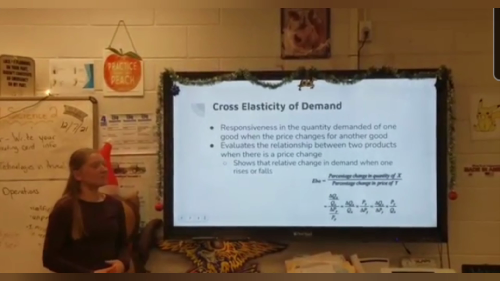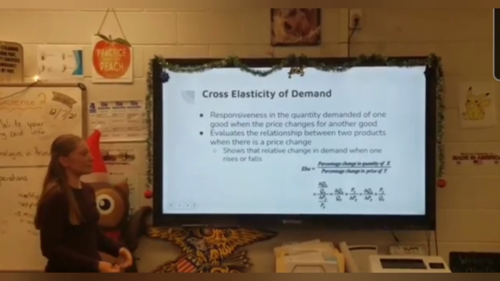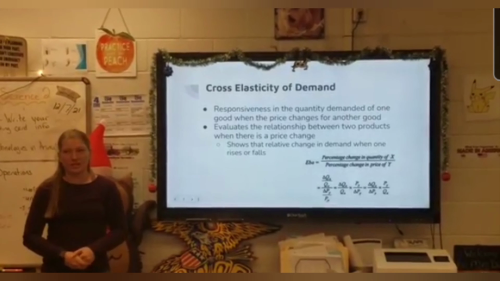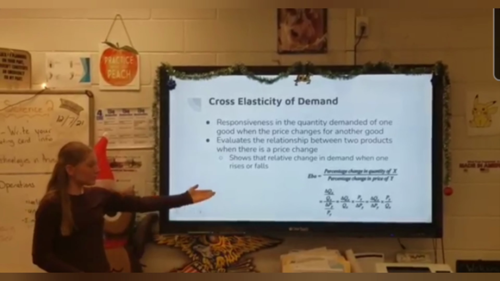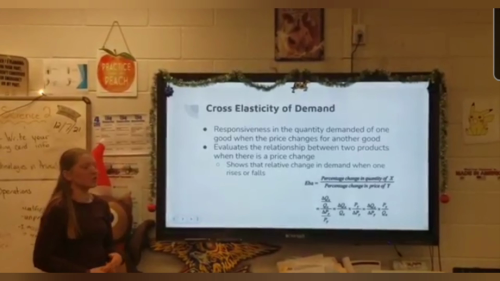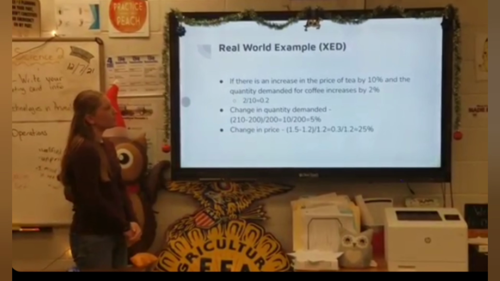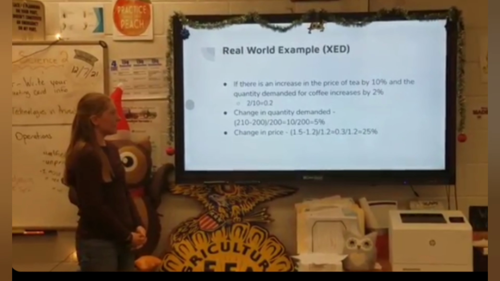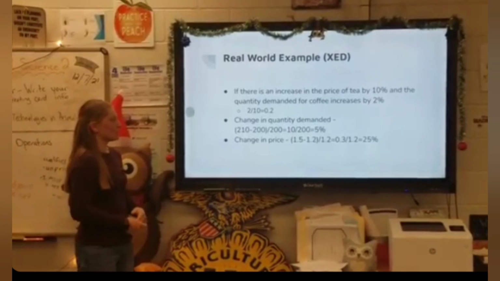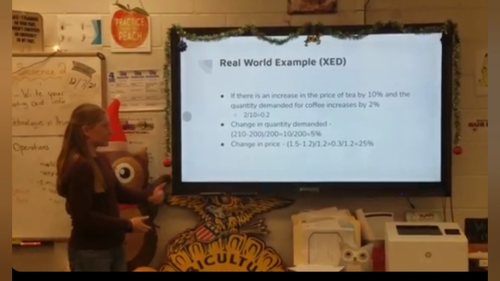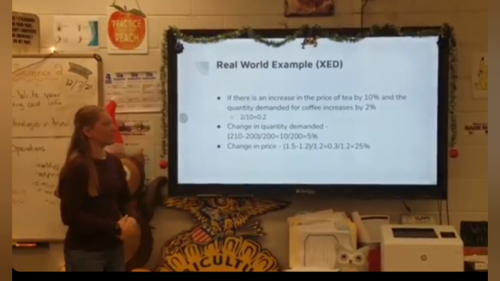So this is the responsiveness in the quantity demanded of one good when the price changes for another good. It evaluates the relationship between two products when there's a price change, and it shows the relative change in demand when one good rises or falls. The formula for this is shown by the percentage change in quantity of X over the percentage change in the price of Y. So a real-world example of the cross elasticity of demand is if there's an increase in the price of tea by 10% and the quantity demanded for coffee increases by 2%. This would be 2 divided by 10 equals 0.2. And then the change in quantity demanded would be 5%, and the change in price would be 25%.